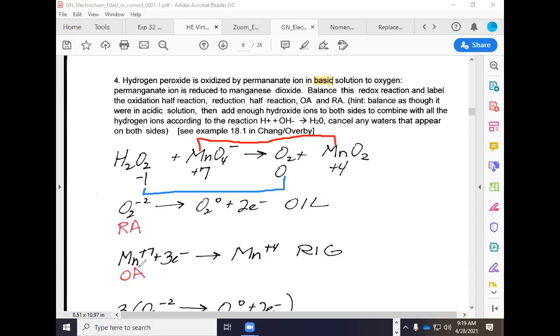The manganese +7 goes to a manganese +4. We're going to aim for a +4 on both sides, so we put the 3 electrons here from our definition. The electrons as a reactant is reduction is gain. So our oxidizing agent specifically is the manganese +7.